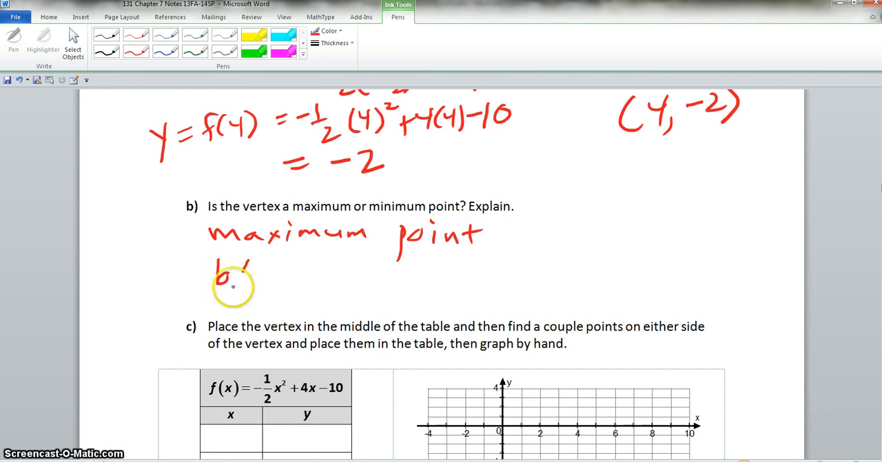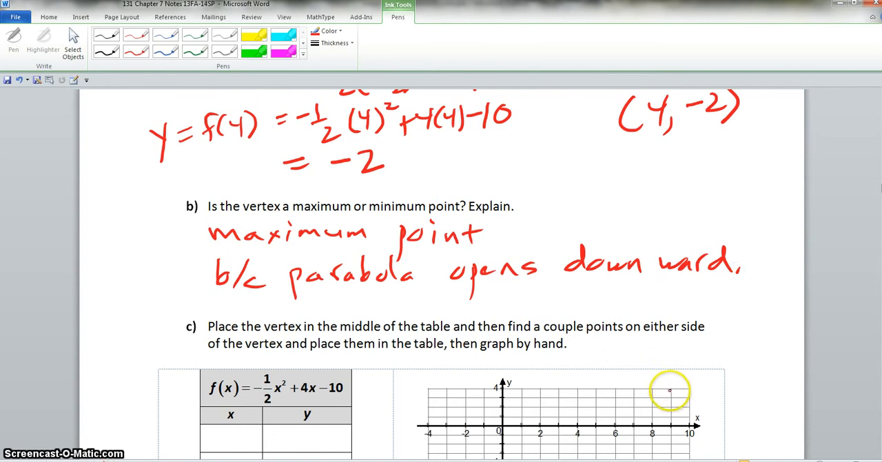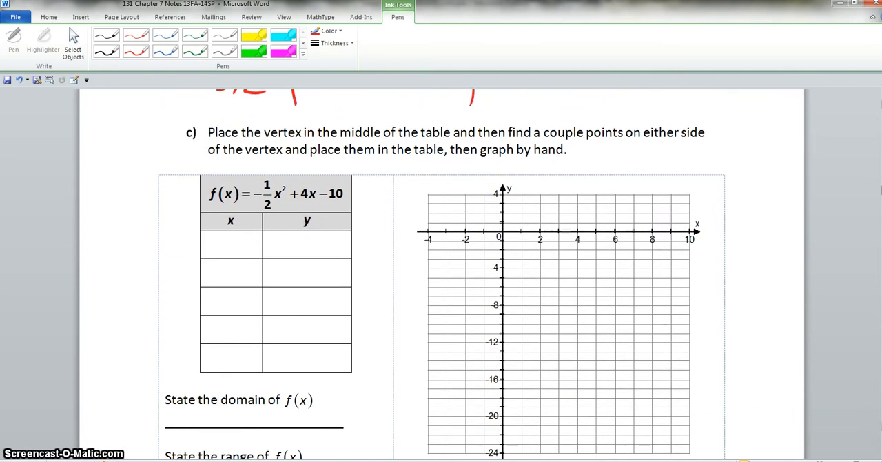And it's because the parabola opens downward. Now, we look here at C. It says for C, place the vertex in the middle of the table and then find a couple of points on either side of the vertex and place them in the table, then graph by hand.